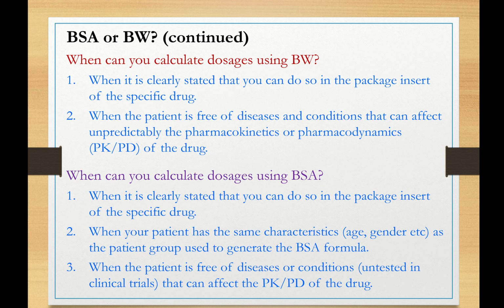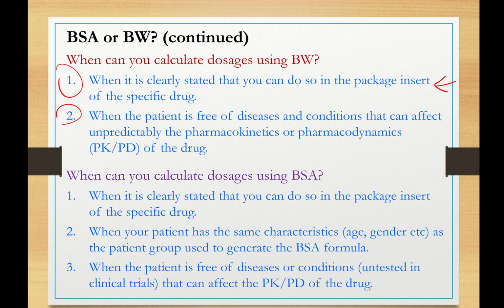So when can you calculate dosages using body weight? First, when it is clearly stated that you can do so in the package insert of the specific drug. So only when studies are done. This is what we're saying there. And of course, number two is when the patient is free of diseases and conditions that can unpredictably affect the pharmacokinetics or pharmacodynamics, the PK/PD, of the drug.